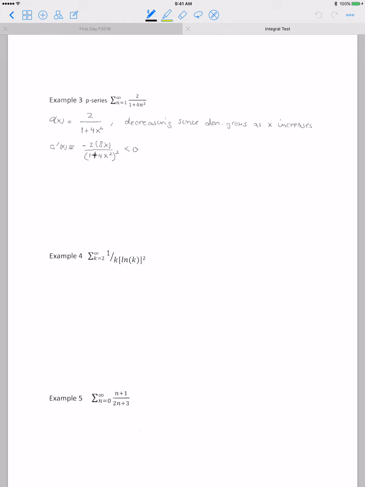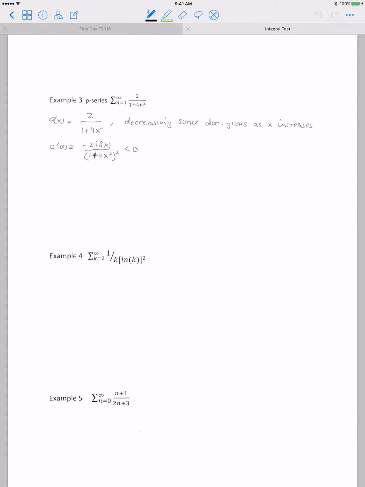Okay, let's look at another example. In this example, we have the sum of 2 over 1 plus 4n squared. Now notice this is not quite a p-series, although it looks similar to the p-series 1 over n squared. There are some more terms in it than that. So we suspect this will probably converge, but we cannot use the p-series as our justification. We're going to use the integral test and analyze this series all on its own.